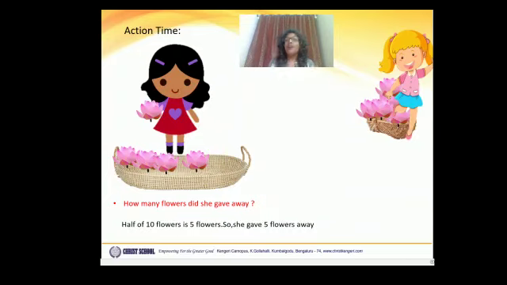For example, if you have 6 pencils, half of 6 pencils is what? 1, 2, 3. You have given away 3 pencils and 3 pencils were left over. If you have a whole apple, and if I tell you to make it into 2 equal halves, you're making the apple into half. So 1 by 2 is the fraction.